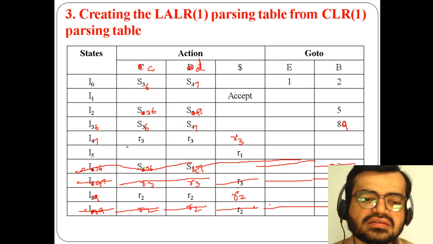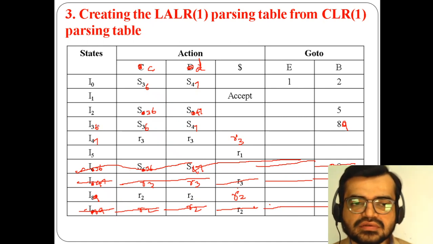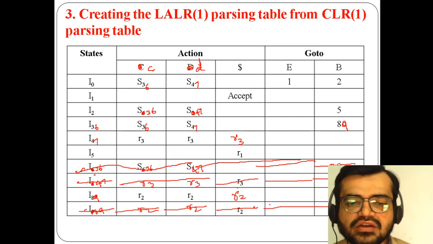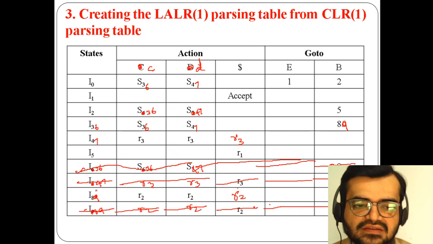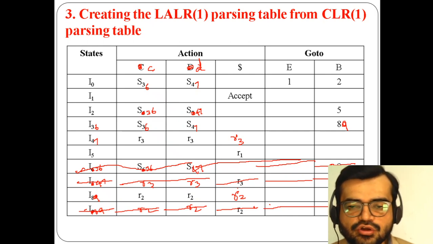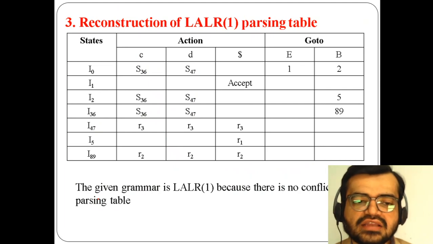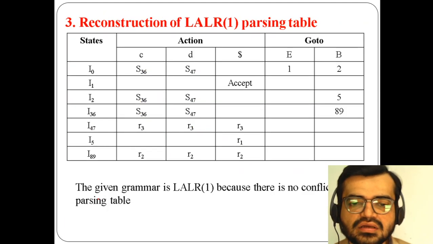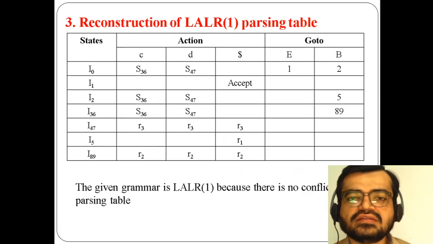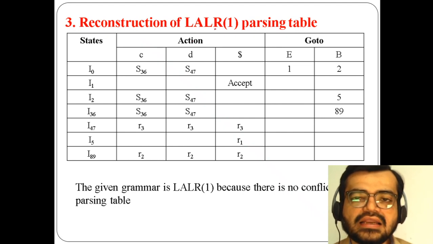So after this, what happens? 1, 2, 3, 4, 5, 6, 7 states. So that means 3 states have been reduced: I36, I47 and I89. So we need to restructure this LALR table. So here it looks like this. Okay, so this is the final LALR1 parsing table.